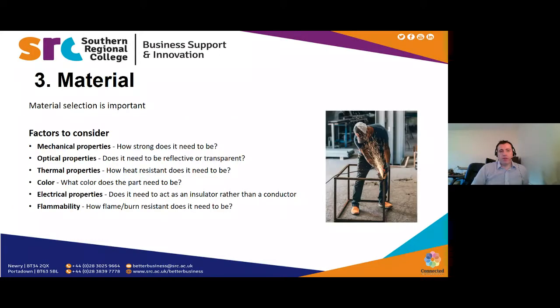The next step I've considered is the importance of material. In this case, because it's agricultural equipment, the mechanical properties are probably more relevant. So how strong does it need to be? Well, it's working outside and it's going to be attached to the front or back of a tractor, so it's going to take a knock or two. So in fairness, that's important.